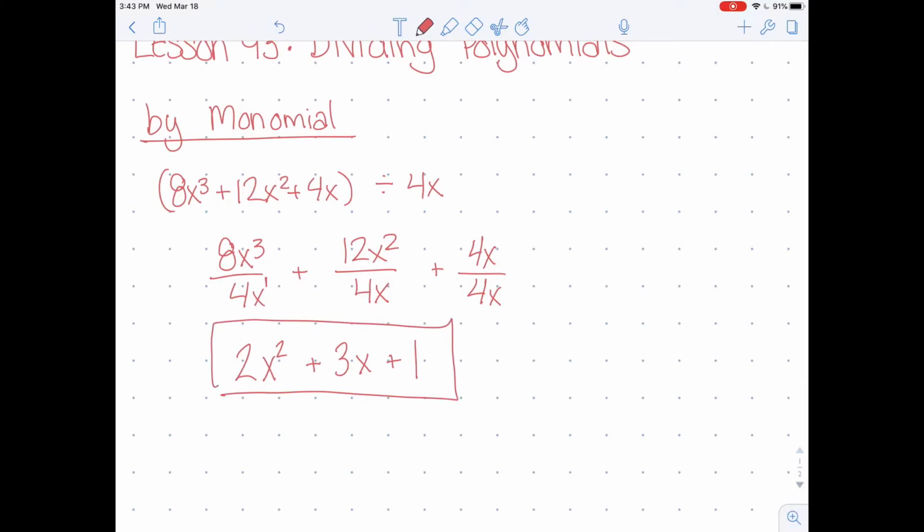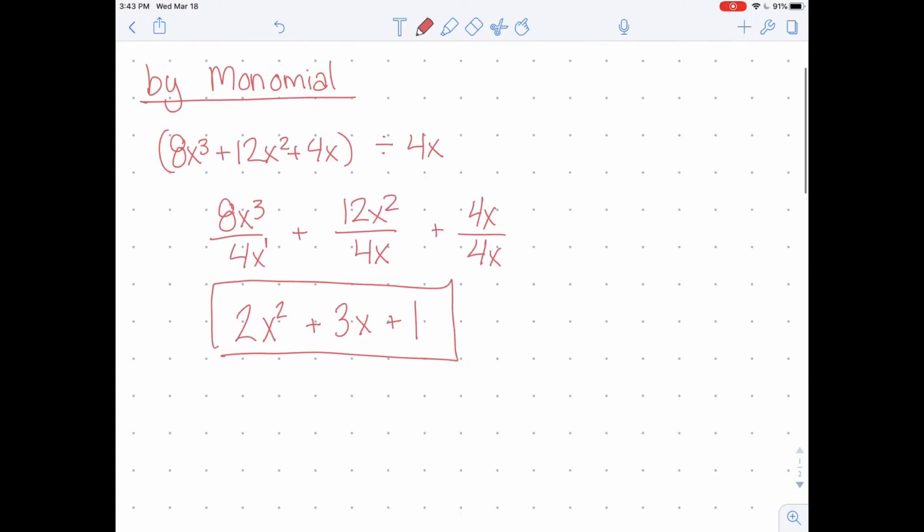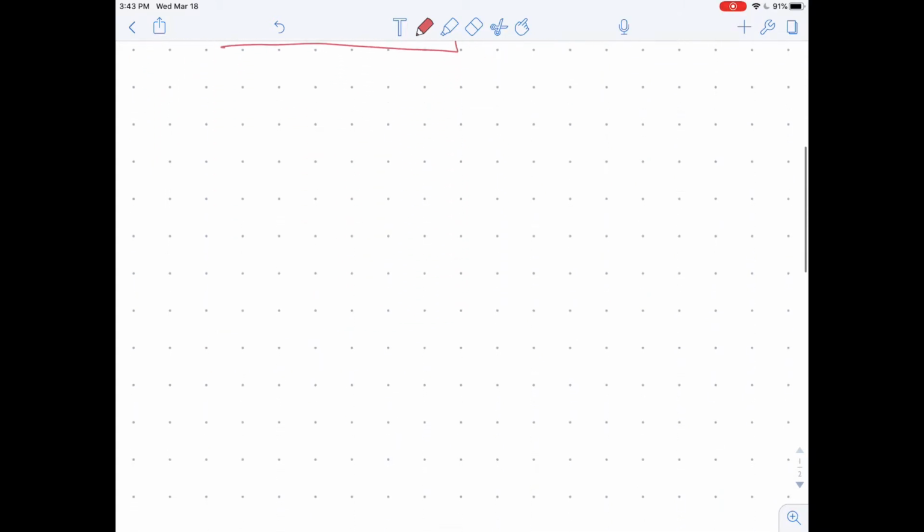Okay, dividing by a monomial is probably one of the easier ways to do this. Okay, let's talk about if it's a binomial. So there are a couple ways to do this. The first one is by factoring. I know we all love factoring. So let's try this. All right, we're dividing polynomials by binomials, and remember that means two terms.